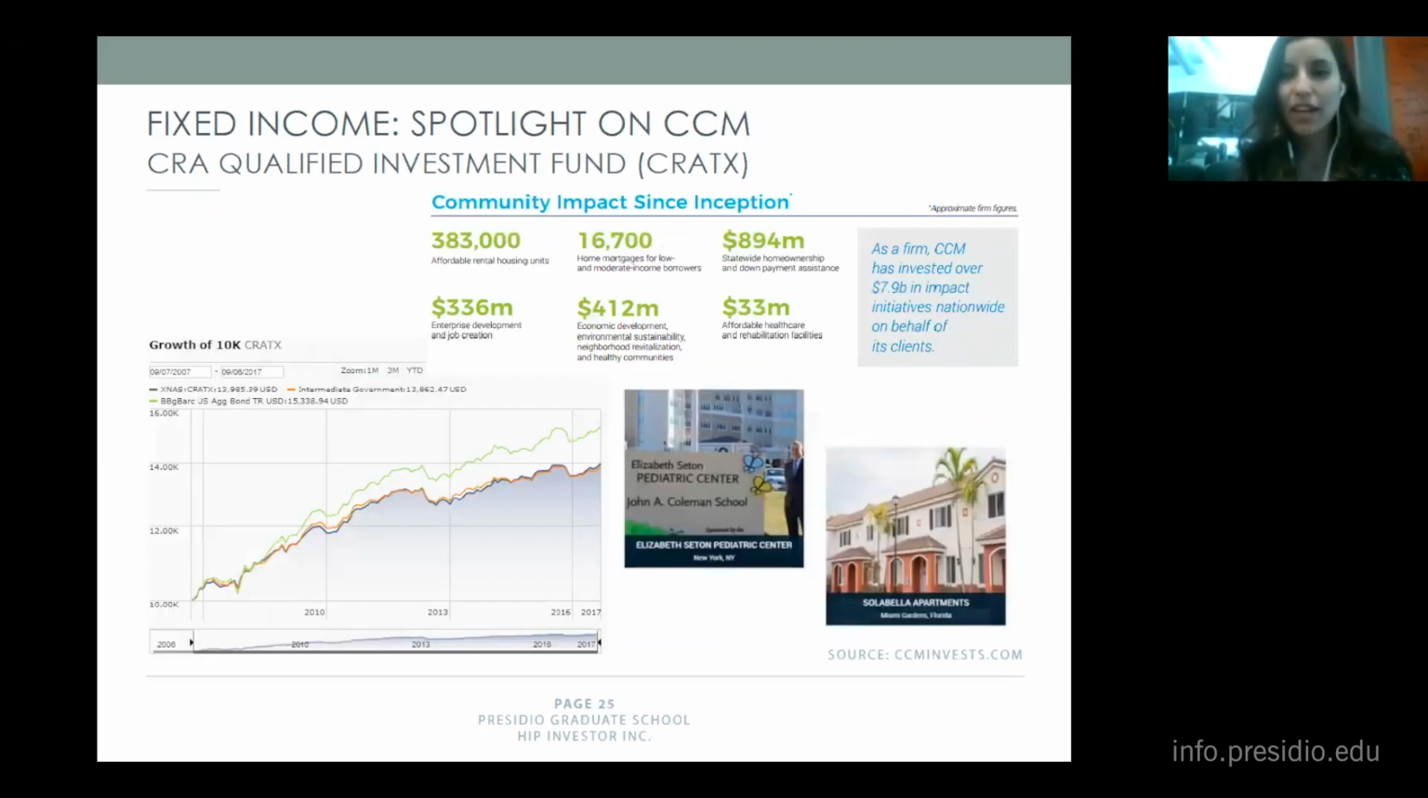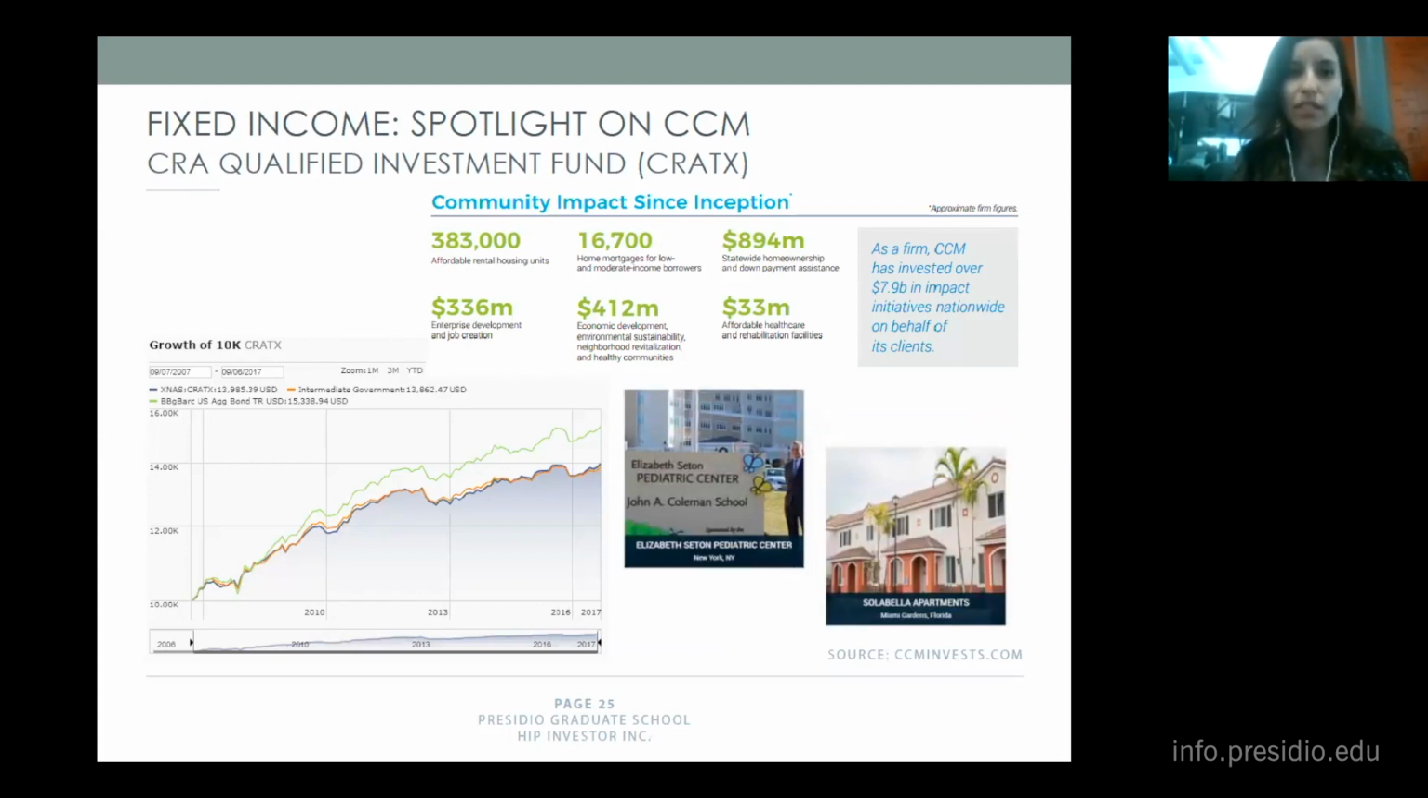Another type of impactful fixed income solution comes from Community Capital Management. They were founded in 1998 to provide investment management services to institutions and individuals through mutual funds and separate accounts. Since they were started, they've managed market rate fossil fuel-free impact investments totaling over $7.9 billion nationwide. And so their CRA qualified investment fund began 10 years ago.